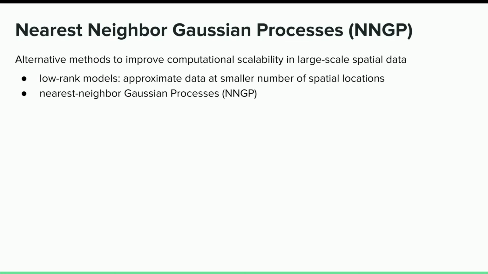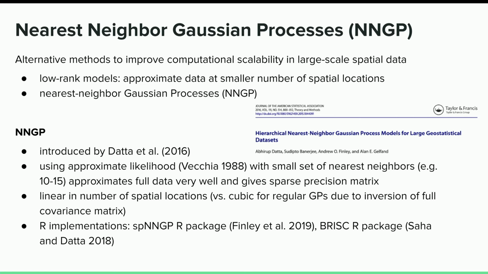So there are a couple of ways to make this fast. One approach is to use what's called low rank models. Really, the idea here is you're approximating the data at a smaller number of spatial coordinates. It has its pros and cons. And then an approach that we took was something called nearest neighbor Gaussian processes. It was introduced by Abhirup Datta in 2016. It uses what's called an approximate likelihood. You're just trying to approximate the full likelihood using a smaller set of nearest neighbors. To fit the models, it's linear as a function of the number of spots, and there are some existing implementations.